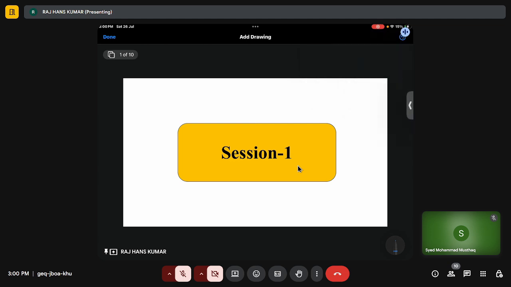Then let's start session 1. The session name itself is nanomaterials and their properties. We'll deal with nanomaterials, what the different types of nanomaterials are, and what exactly nanomaterials are. Then we dwell into their properties. After that, if time permits, we will even discuss some characterization techniques which are used to know about the nanomaterials.